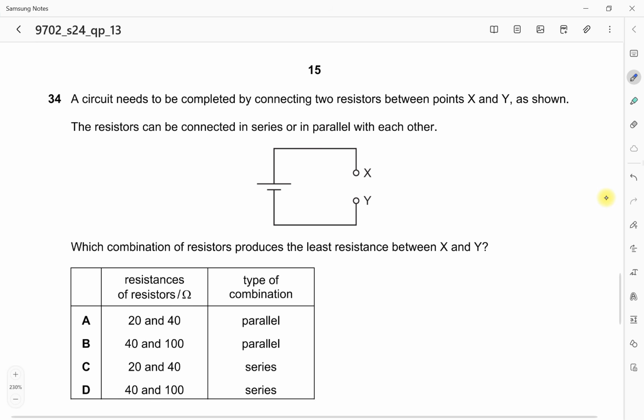A circuit needs to be completed by connecting two resistors between points X and Y as shown. The resistors can be connected in series or in parallel with each other.